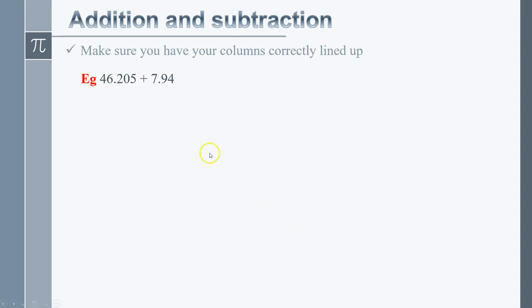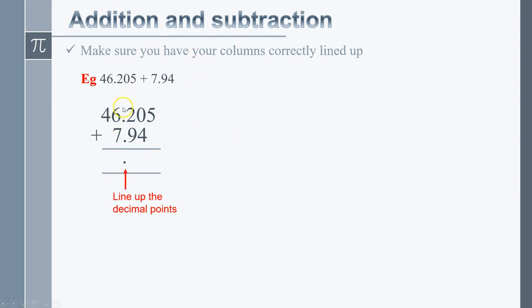The other interesting thing to note with this one is clearly here we've got 3 digits after the decimal point. We've only got 2 digits after the decimal point here. So we're going to have to make sure that we're thinking carefully about that as well. So here we go. Let's do formal column addition with this. So there's my two numbers.